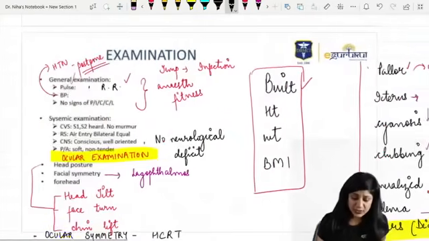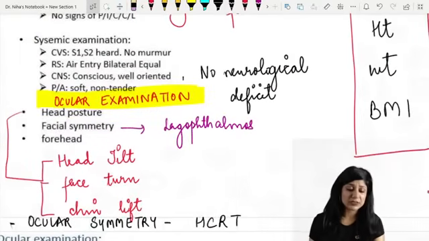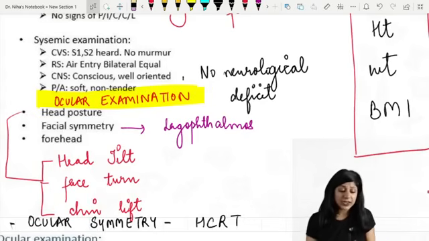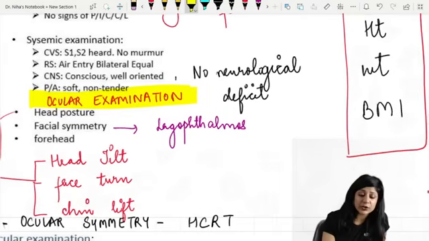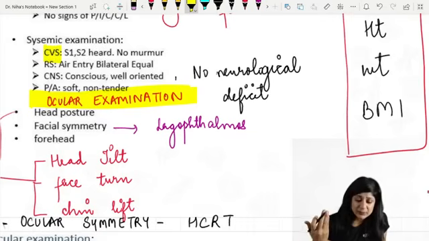So this is your examination. Then after this you have to do the systemic examination, system by system. First we are going for the CVS. In the CVS, look for the sounds S1, S2, and whether there is some murmur or not.